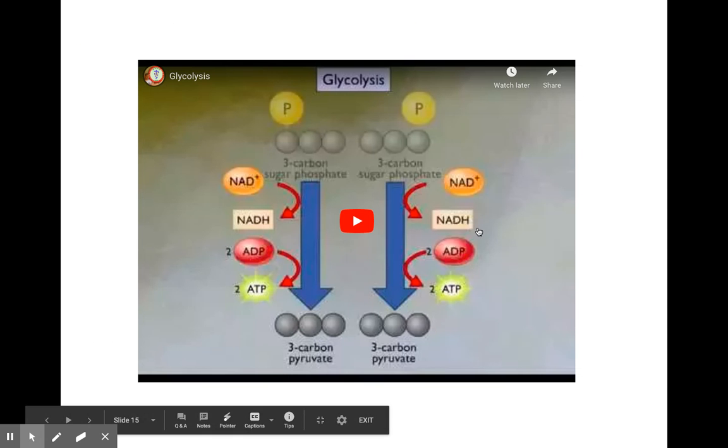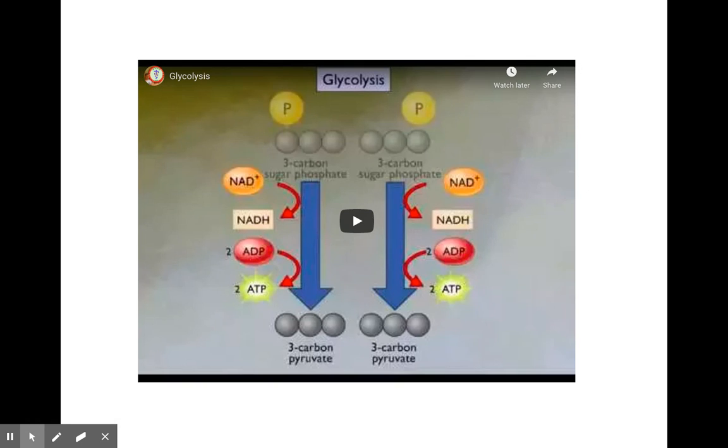All right, here's a brief video on glycolysis just to give you some computer imagery of what's going on, or some computer diagrams. So go ahead and watch this video. It's pretty short. It gives you a better visual.